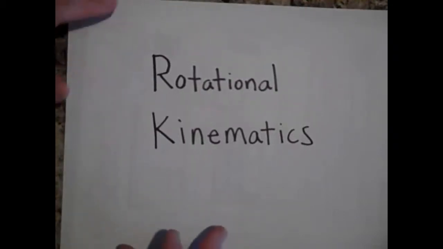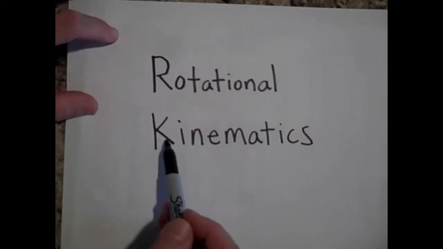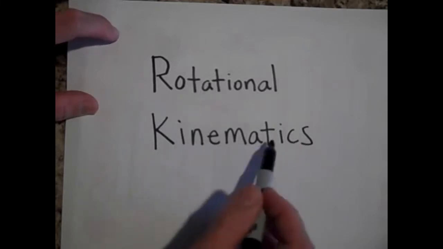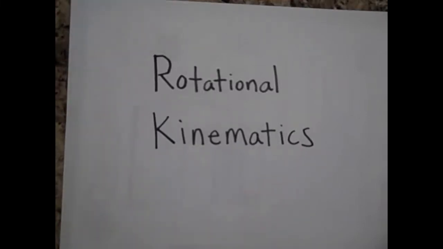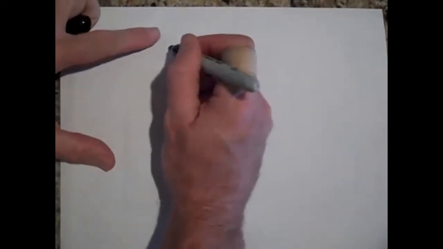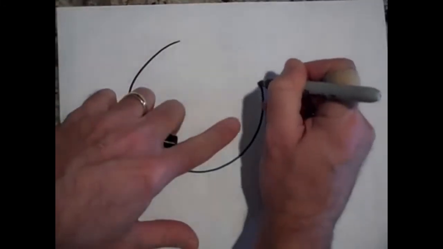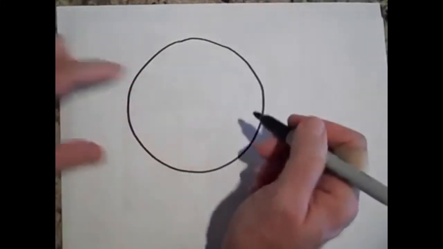Okay, in this unit, we're going to be studying things that rotate. And just like in studying linear motion, we started out with kinematics, we're going to start out with kinematics for this as well. So, rotational kinematics. The first thing we're going to do is reinforce something you already know, and that is the radian. That's the angle. We're not going to use degrees as much as we're going to use radians for angles in here.